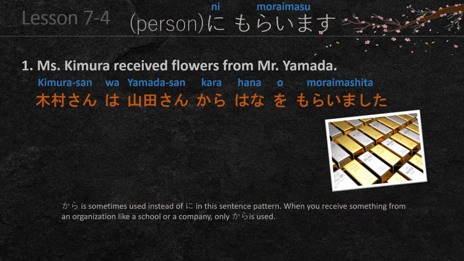Kimura-san wa Yamada-san kara hana o moraimashita. So in this case, we can use kara instead of ni. Kara means from. So it's actually a little bit easier to understand. Kimura-san wa Yamada-san from hana o moraimashita.